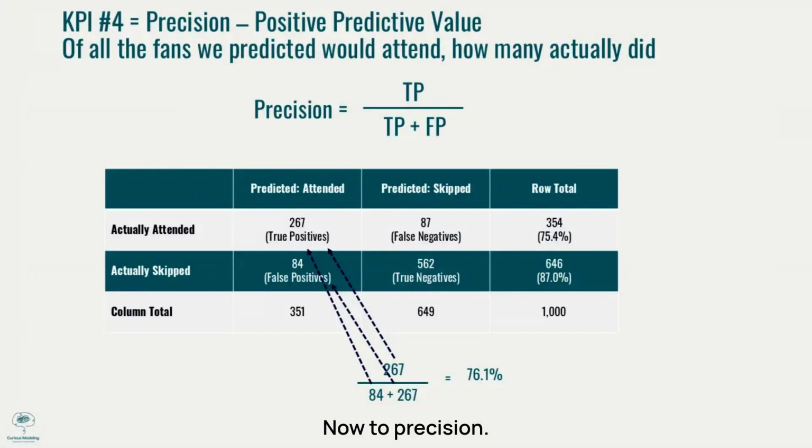Now to precision. Precision answers this. It's the true positive divided by the true positive plus the false positive. So out of everyone we predicted would attend, how many actually did? High precision means we're not over predicting attendance. It's like a doctor diagnosing a disease. If precision is low, we're telling healthy people they're sick. Not ideal.